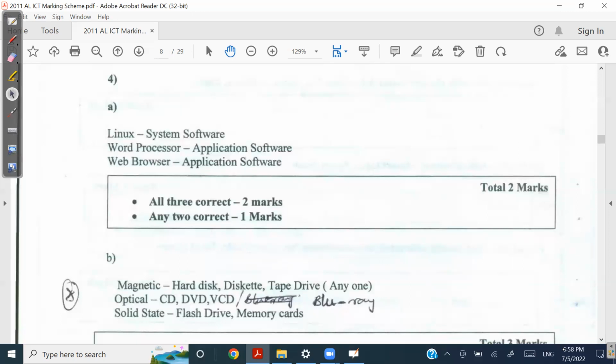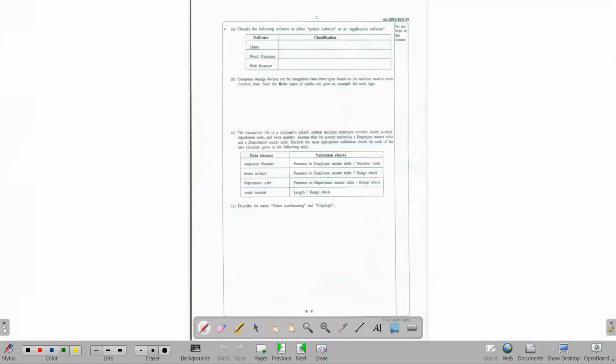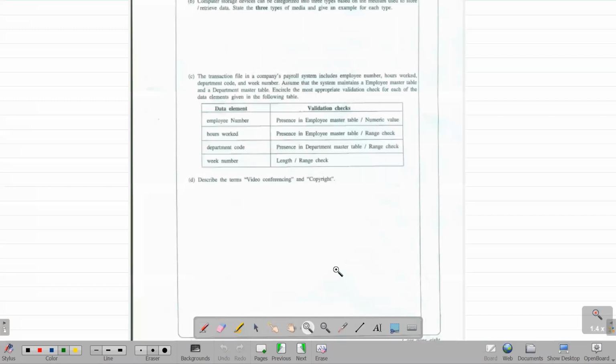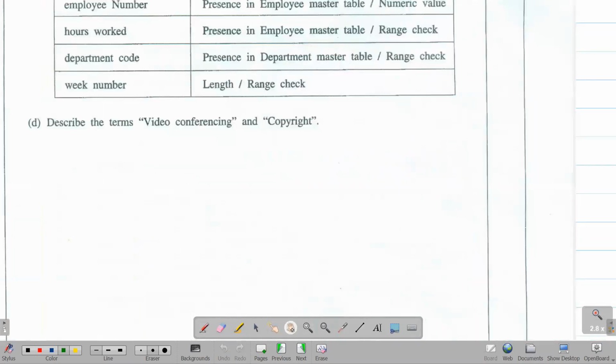And we are coming to the last part of the structured paper. Yes, so the questions are asking us to classify the software according to the chart given over here.